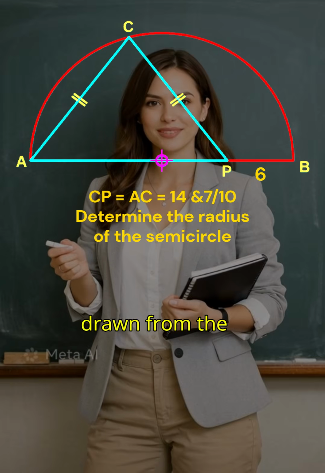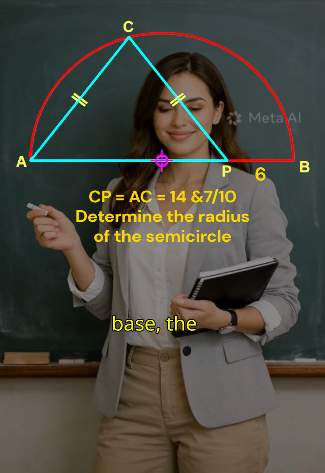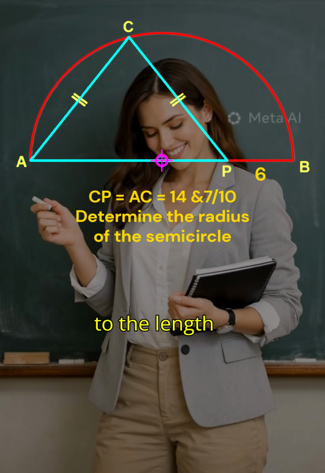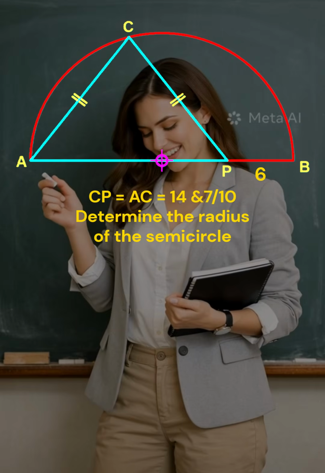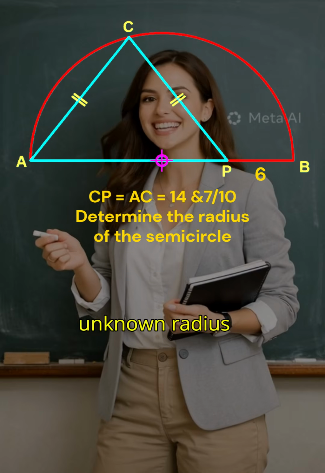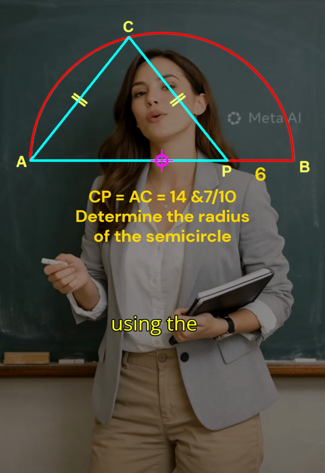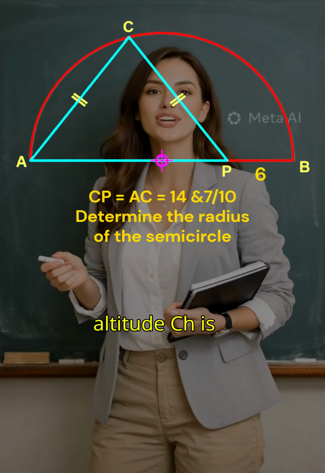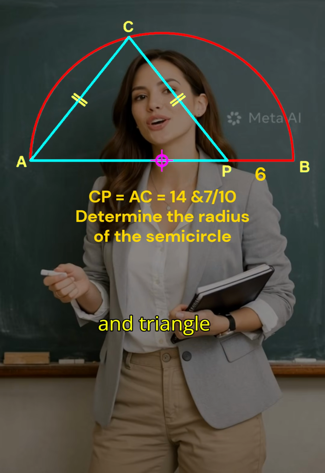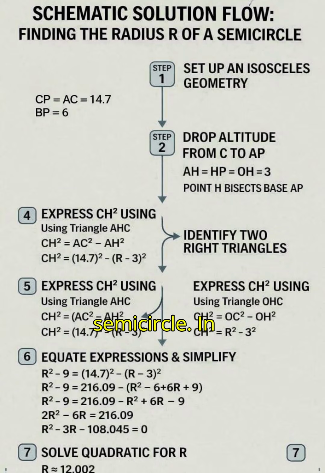Because an altitude drawn from the vertex of an isosceles triangle naturally bisects its base, the length of segment AH is exactly equal to the length of segment HP. By expressing these segmented lengths in terms of the unknown radius, r, we can set up a system of relationships using the Pythagorean theorem. The altitude CH is shared by two distinct right triangles, triangle AHC and triangle OHC, where O represents the exact center of the semicircle.